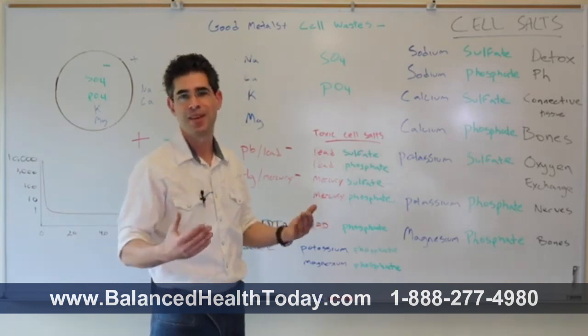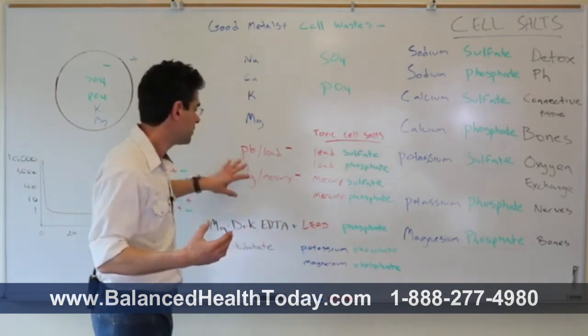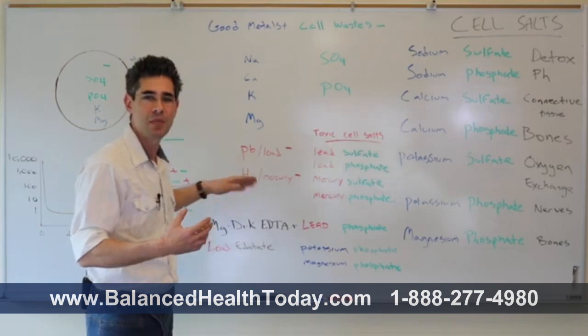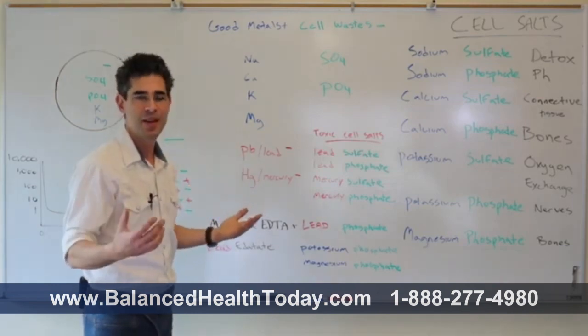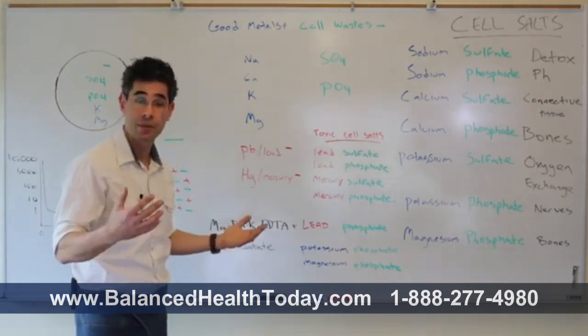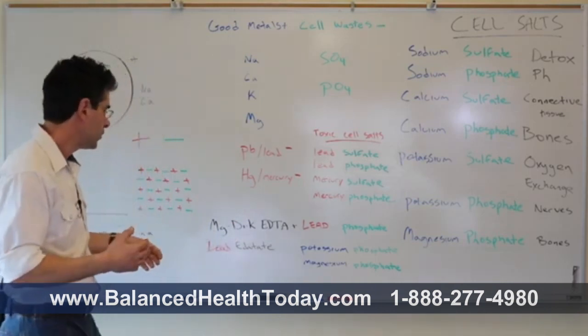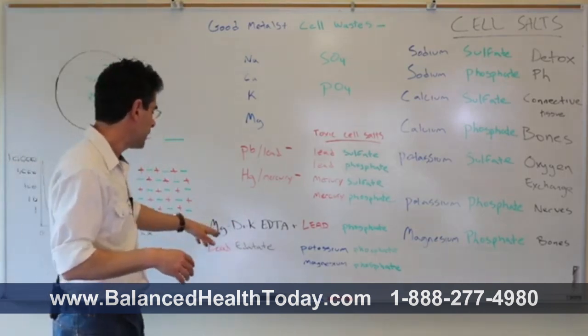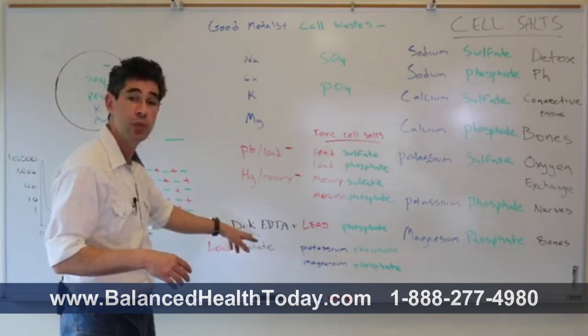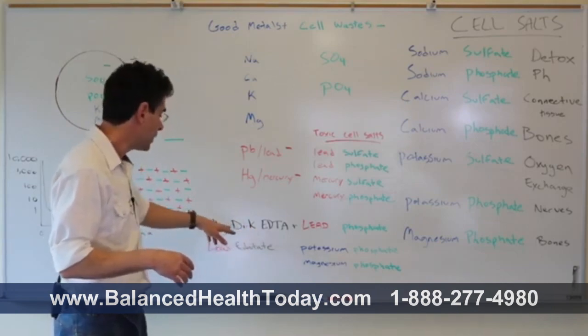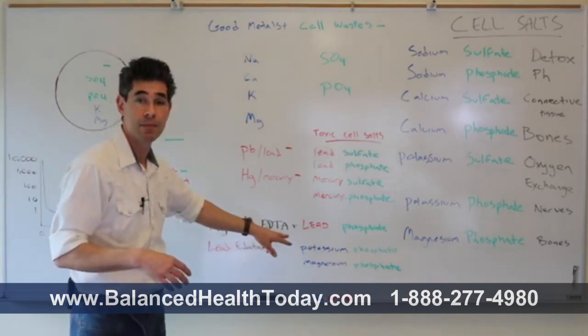Well, first, try not to expose yourself to the toxic metals. But that's tough. We're going to get exposed. So how do we get rid of them? Well, one thing you could do is you could take something like magnesium dipotassium, that means 2 potassiums. So 1 magnesium, 2 potassiums, EDTA.